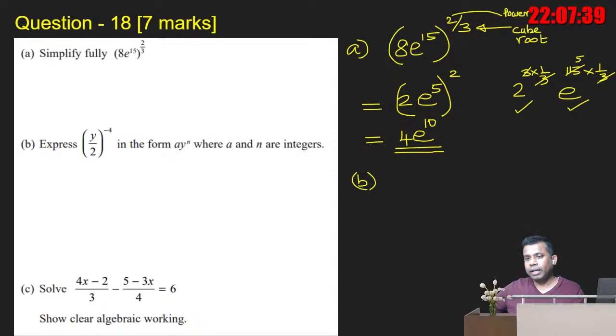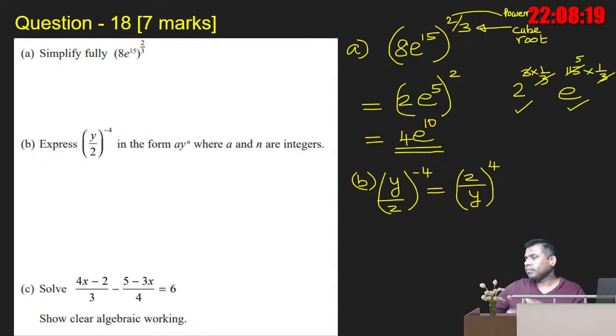B part, right? So the B part: y over 2, to the power minus 4, in the form a y to the power n, where a and n are integers. Integers means whole numbers, right? So what I said in the previous question, if you see a negative power, you need to flip the fraction and change the power to a positive power. So do the same thing here. So 2 over y, to the power 4, right?